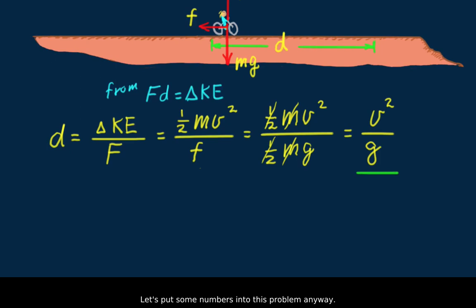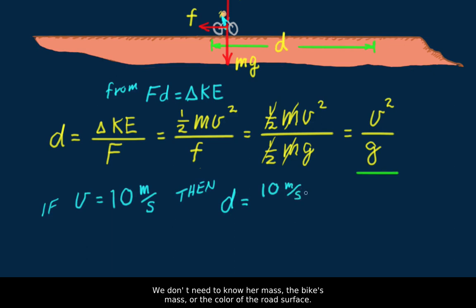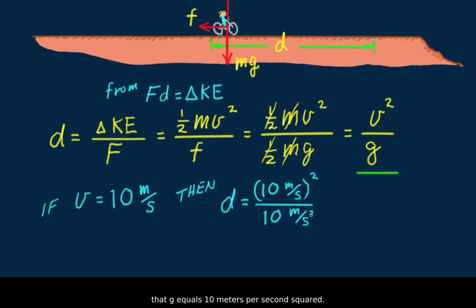Let's put some numbers into this problem anyway. Suppose her initial speed is 10 meters per second. You know what? We don't need to know her mass, the bike's mass, or the color of the road surface. All we need to know is the initial speed, and of course that g equals 10 meters per second squared. Then we see the distance she skids is 10 meters. A yum problem?